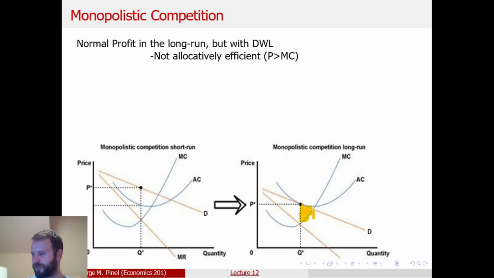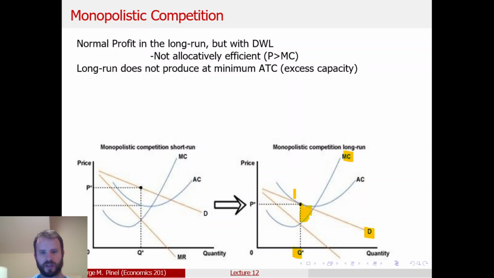So you'd want the firms to produce until the marginal cost is equal to the willingness to pay, but that doesn't happen. Okay, so because the price is greater than your marginal cost at the equilibrium quantity, this is not allocatively efficient. In the long run, the product does not minimize your average total cost. So your minimum average total cost will be here.